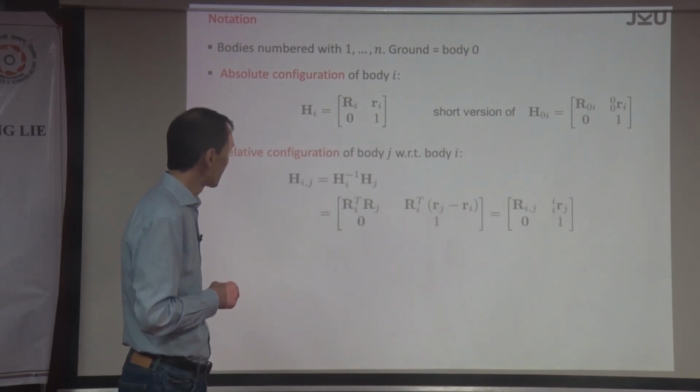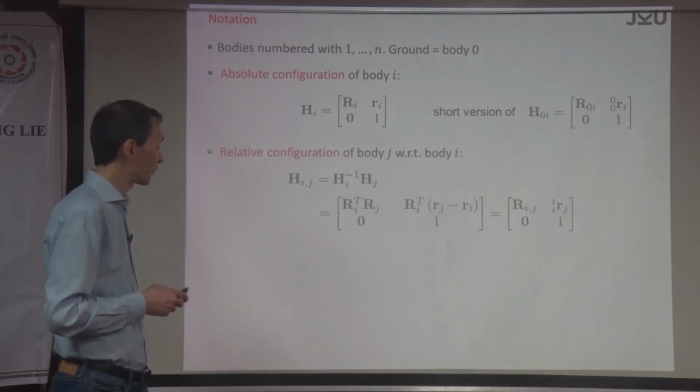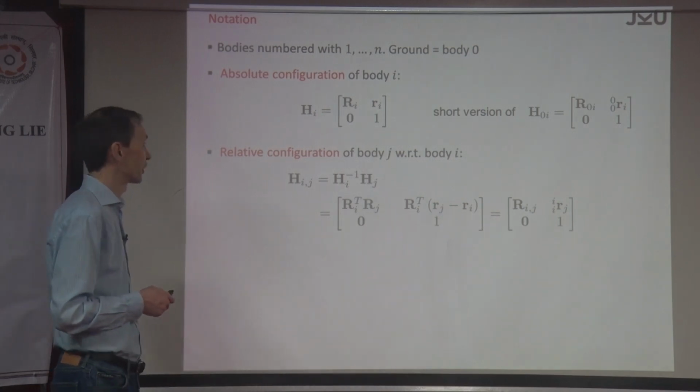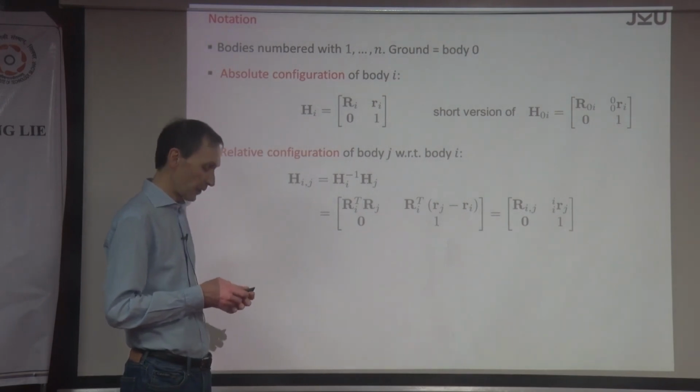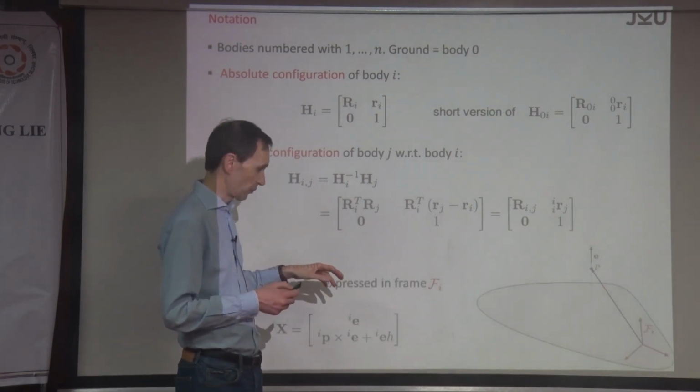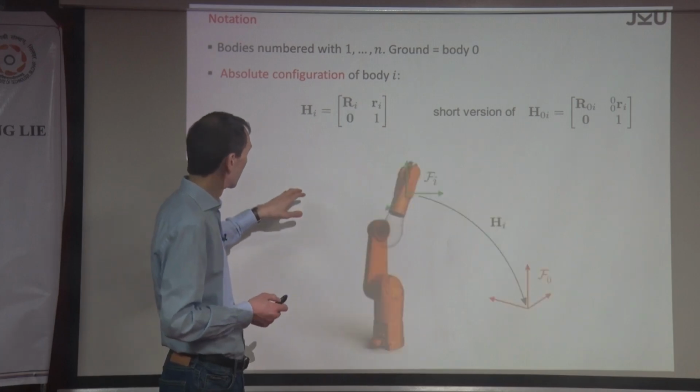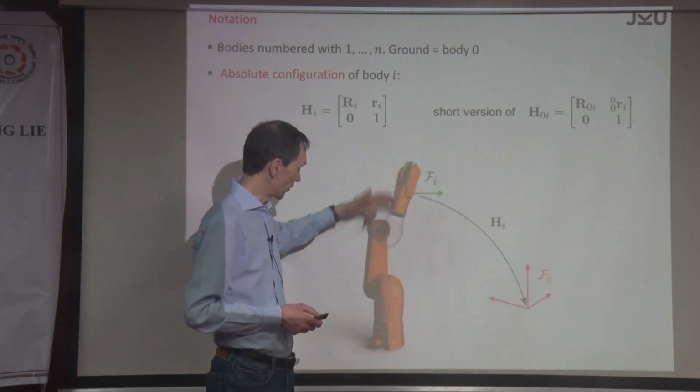First of all, we have to talk about relative configuration. So when you take one of these matrices, let's say I'm interested in the pose of, for example, oops, sorry, still used it, the pose of link, I don't know.